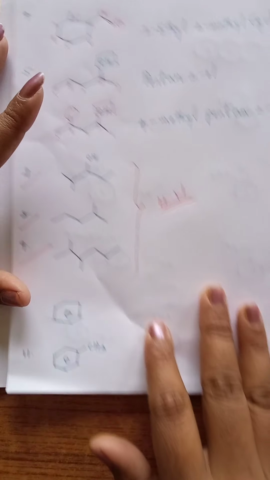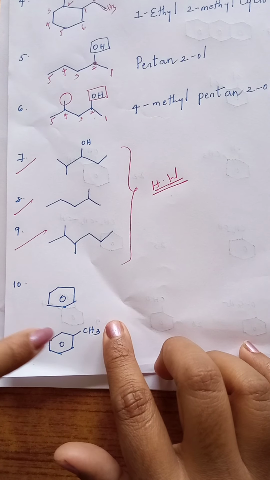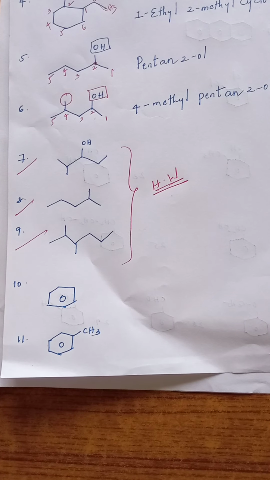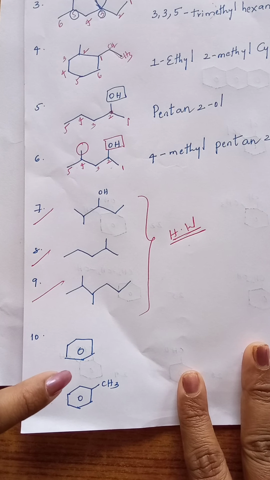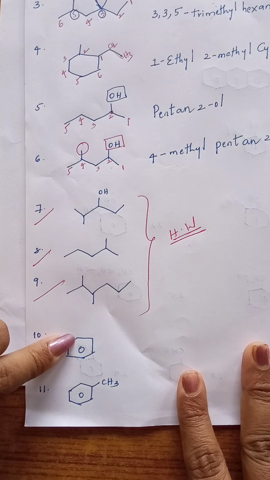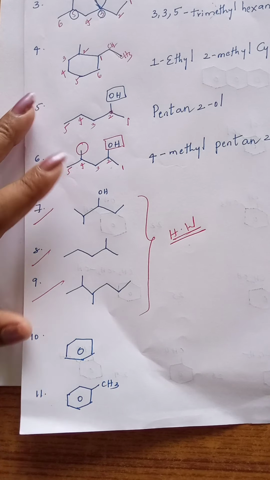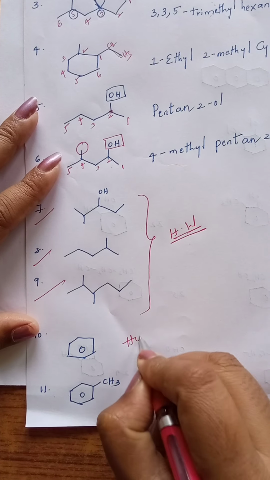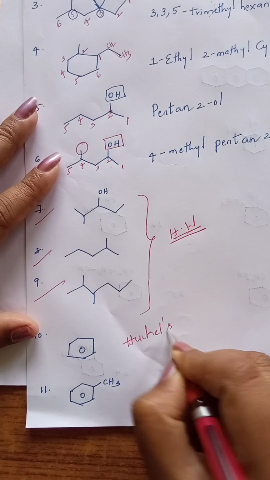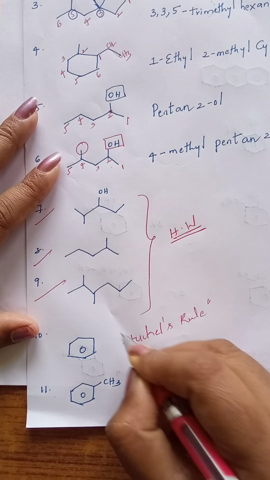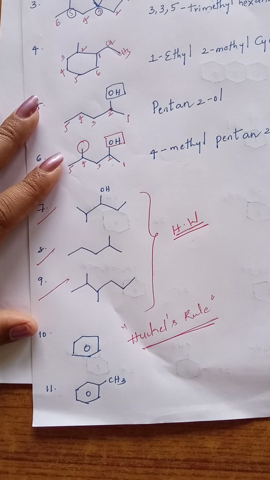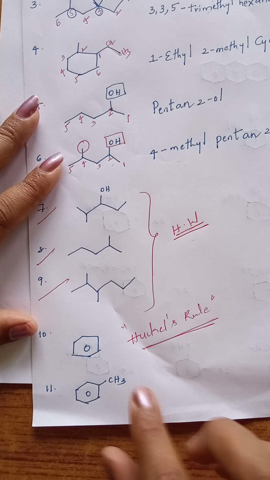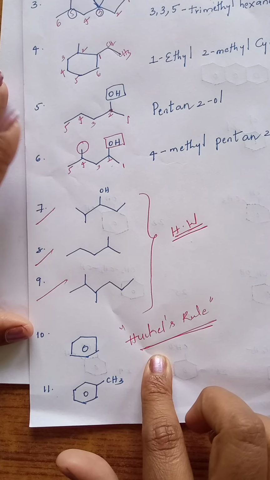Understand? Now I am moving to the next type, that is aromatic compounds. What is the difference between alicyclic and aromatic? In these aromatic compounds, they follow Huckel's rule. About this I will explain in the next video. How to give names for aromatic compounds and Huckel's rule, I will explain in the next video.